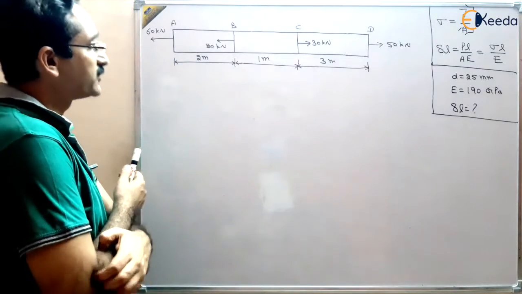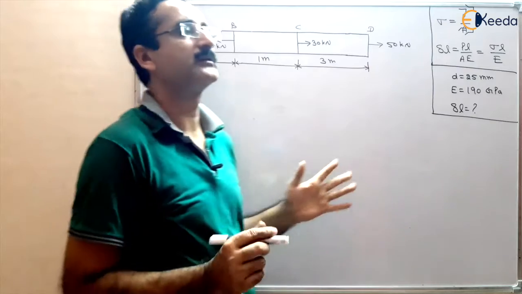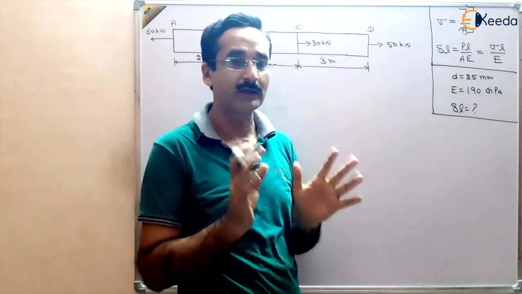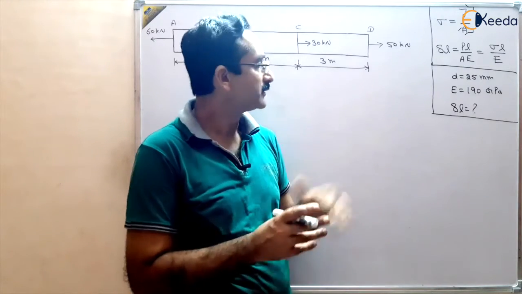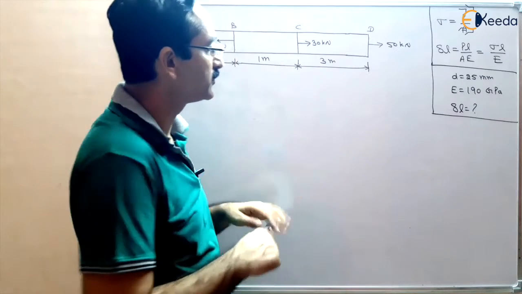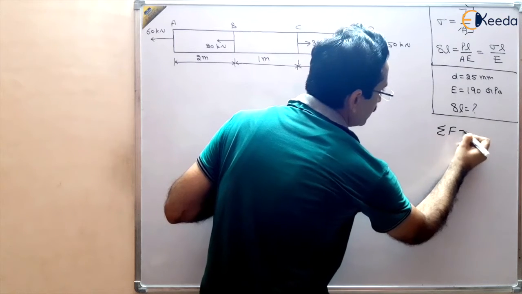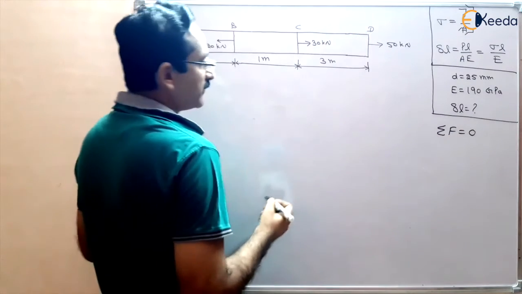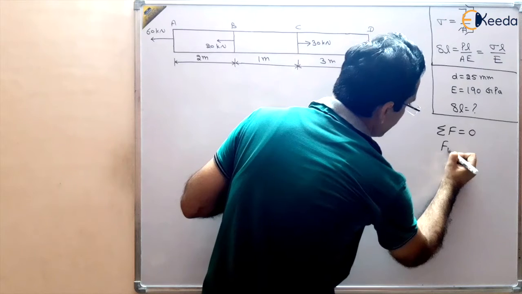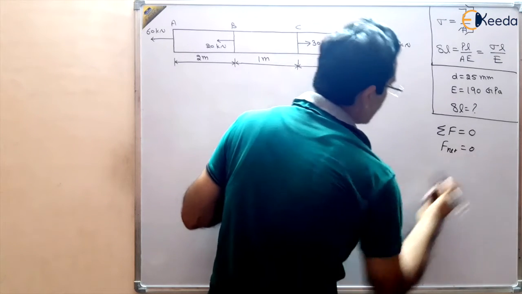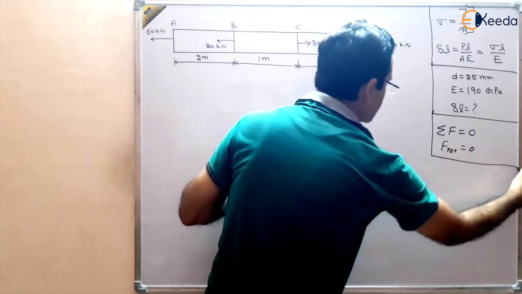So here, first of all, check whether the bar is in static equilibrium or not, so that the sum of the forces should be equal to 0. So sigma F should be equal to 0. So F net should be equal to 0. There should be no net force in this bar, so that there is no acceleration in the bar, right?